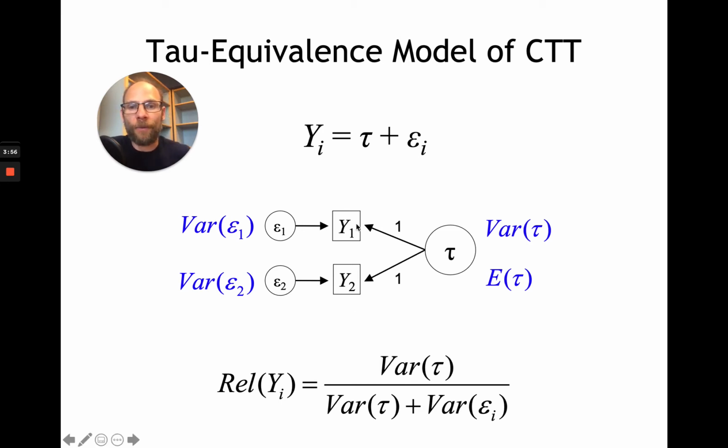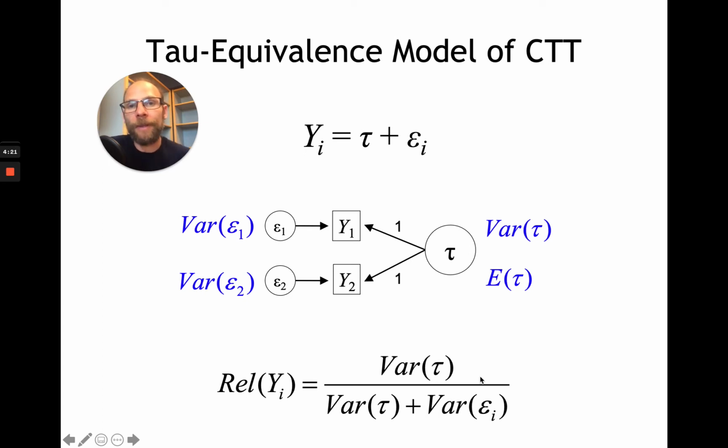So for example, for y1, the observed variance is given as the sum of true score variance plus error variance under the model. And so that sum of those two variance components then is in the denominator for the reliability coefficient. So we're dividing by the total model implied observed variance. In the numerator, we have the true score variance.